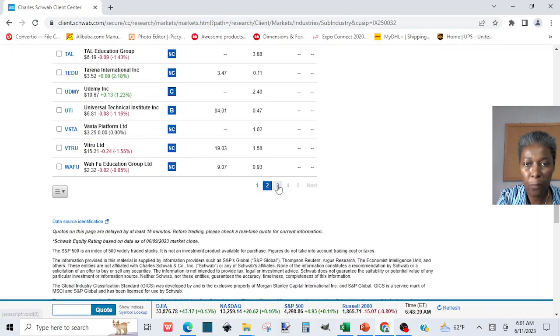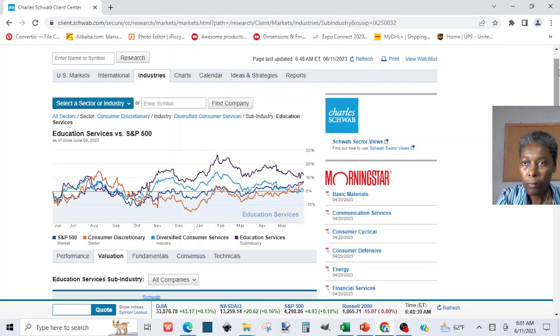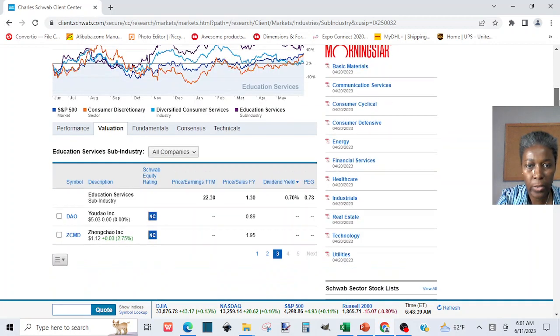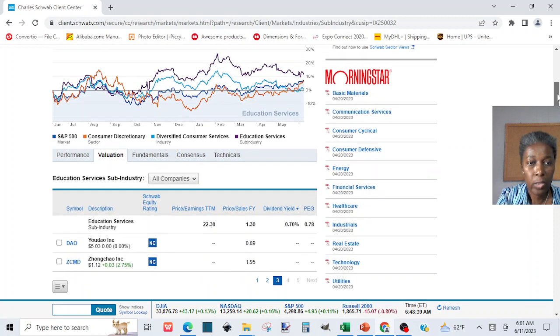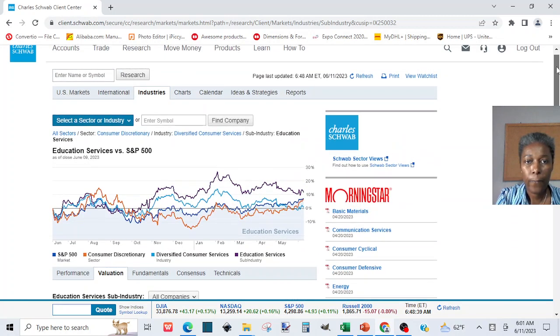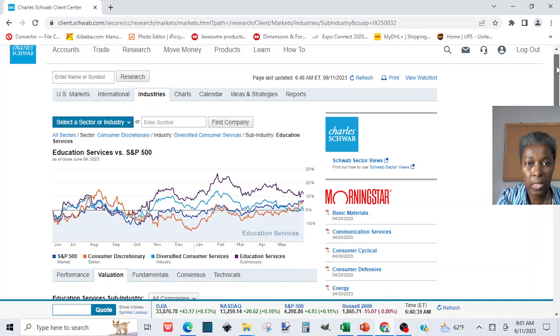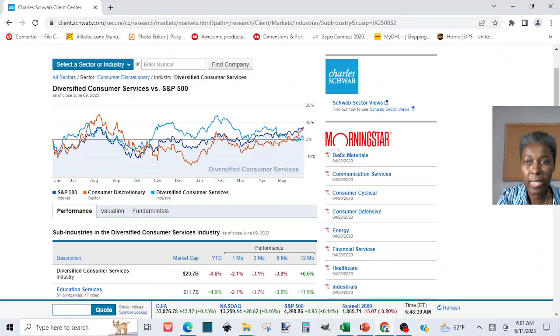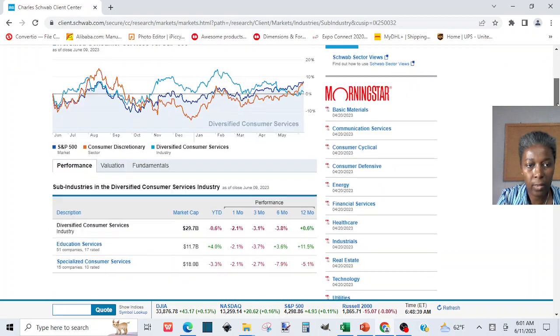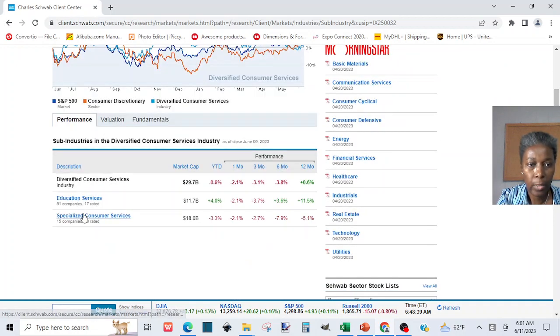Now you can go to page 3, and we will scroll down to see if there is any more. We don't have any. So now that we exhaust the list of education services, you will go back up and click on Diversified Consumer Services industry so that you can see the other sub-industries in that category. So we are going to click on Specialized Consumer Services.